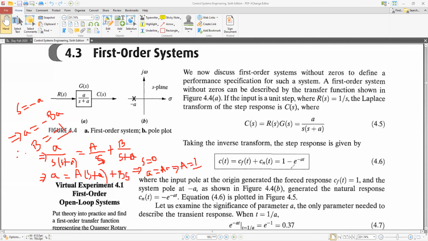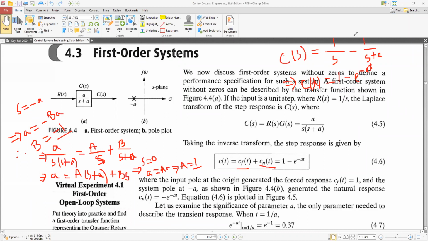We have found this. So we can write C(S) is equal to 1 by S minus 1 by S plus A. So if we convert it to the time domain, we'll get 1 minus e to the power minus A t. So this is the output. Here the first one is the forced response, the second one is the natural response. That's why it's called C_N(t) and C_F(t). So 1 minus e to the power minus A t.